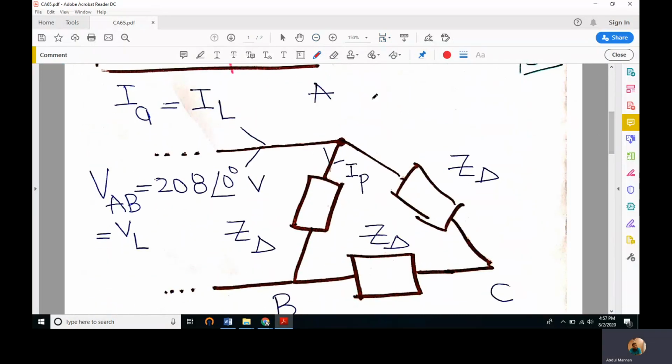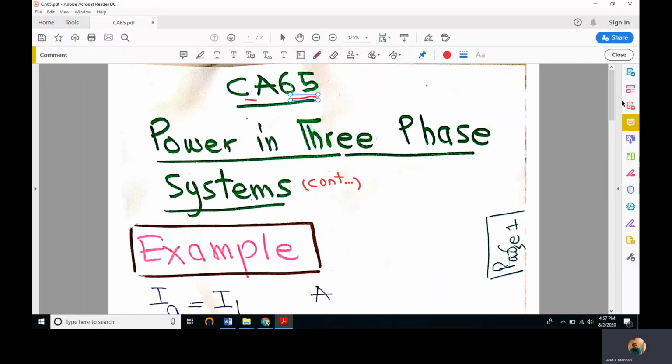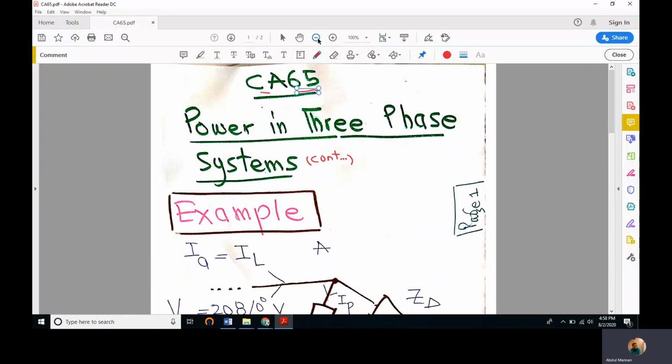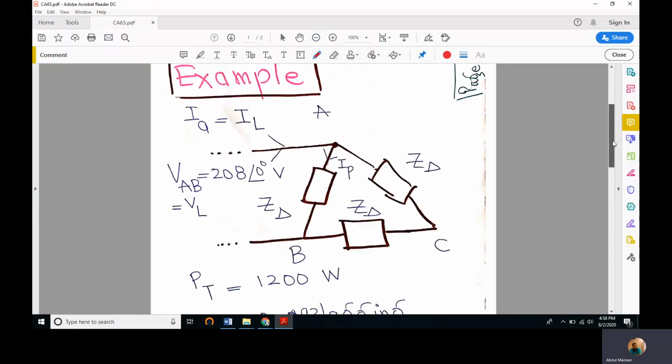We are given a delta connected load, where the per phase impedance is Z delta, and the line voltage between the A and B terminals is 208 at an angle of 0 volts. This is VL, and we know that in a delta connected load, we only have the line voltage, whereas we have two sets of currents, the line current and the phase current. The phase current is the line current divided by square root of 3 in a delta connected load. So let's move on.